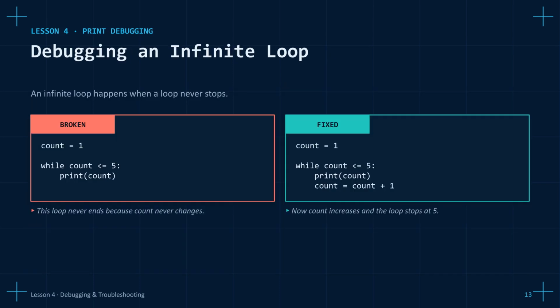Here's a classic runtime bug, the infinite loop. This while loop keeps printing, because the count condition stays true forever. The fix is one line, incrementing the count inside the loop. Now the count climbs as expected, and the loop stops cleanly. Whenever a loop never ends, check that the variable it depends on is being updated.